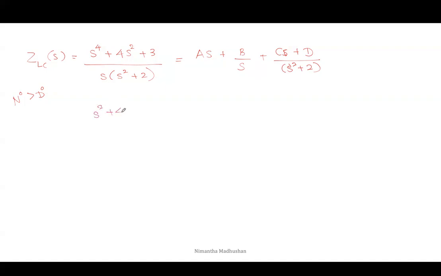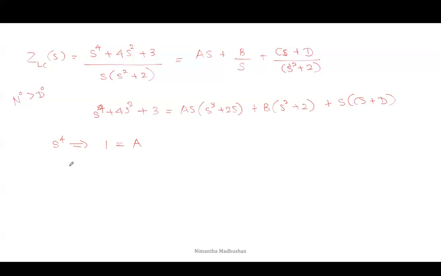s^2 + 4s^2... s^4 + 4s^2 + 3 = s(s^3 + 2s) + b(s^2 + 2) + s(cs + d). For this one, I first consider the s to the power 4. From the left hand side, the value is 1. From the right hand side, it is equal to a. The value of a is 1.